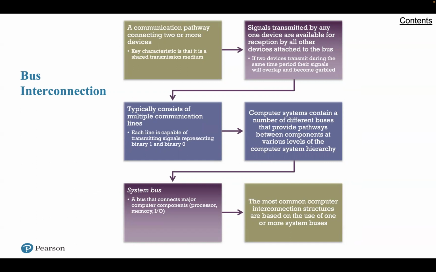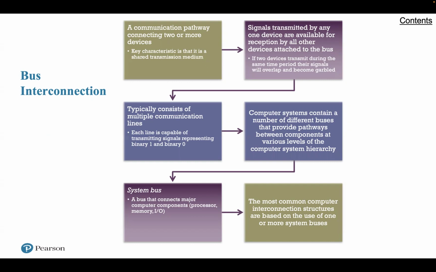In this section, we will give a brief overview of the bus structure, and Appendix A in the textbook has more details if you're interested and wanted to look that up. A bus is a communication pathway connecting two or more devices. A key characteristic of a bus is that it is a shared transmission medium. Multiple devices connect to the bus, and a signal transmitted by any one device is available for reception by all other devices attached to the bus. If two devices transmit during the same time period, the signals will overlap and become garbled. Thus, only one device at a time can successfully transmit.